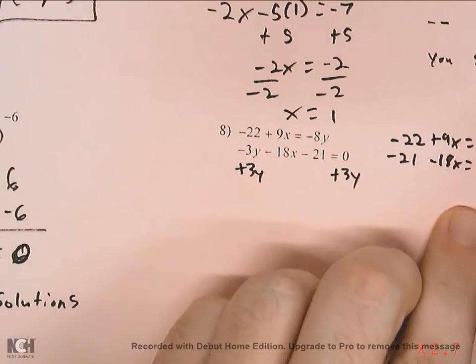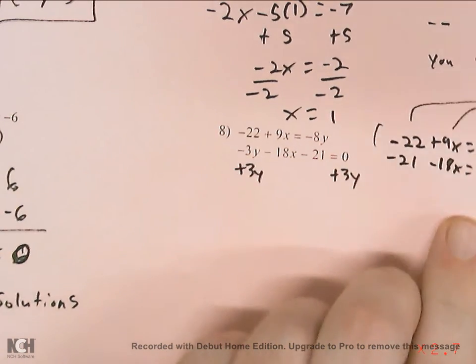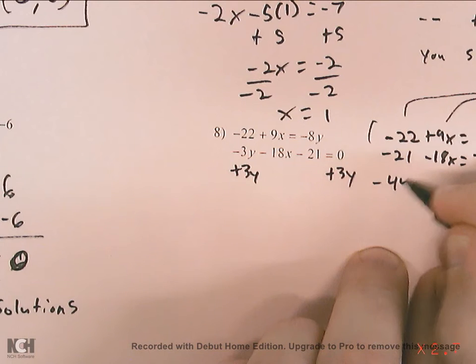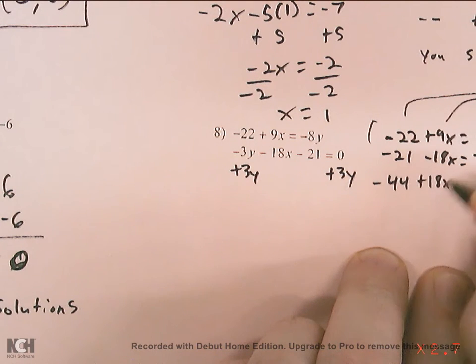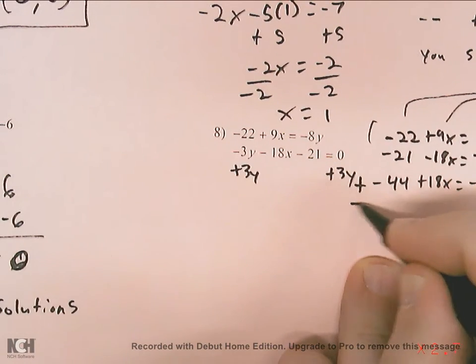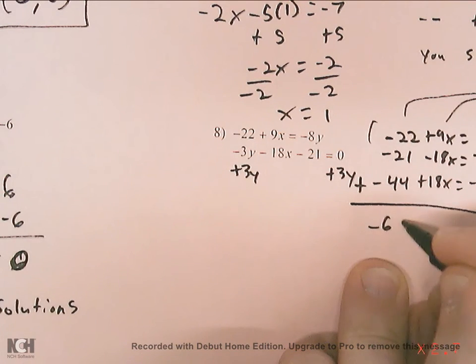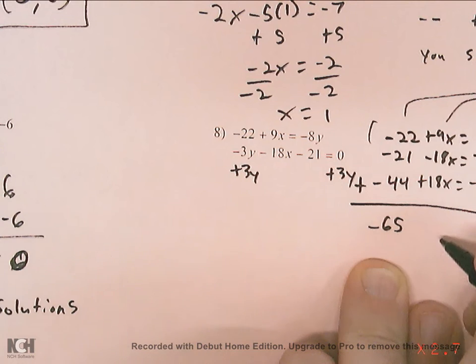So I'm going to have to multiply this top. To get it to 18, I'd have to multiply it by 2. I have to multiply everything there. So I'm going to get -44 plus 18x is equal to -16y. Now I can combine them. They have different signs, so I'm going to add. So -21 plus -44 is going to be -65. X's cancel out. -18 plus 18 is 0. And that's going to equal 3 plus -16 is -13y.